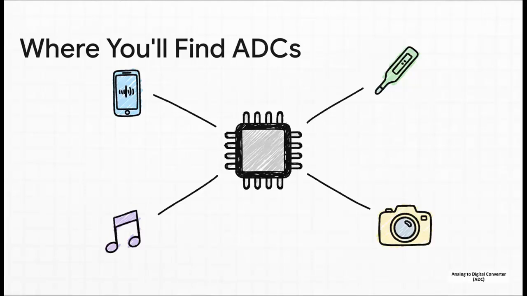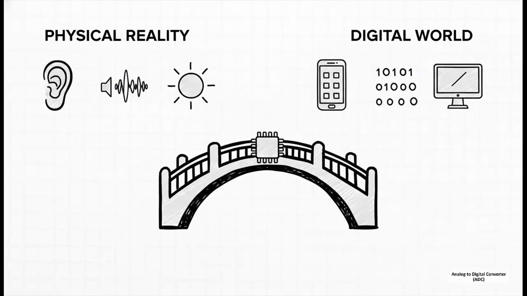They're in your car, your microwave. They are literally everywhere. Every single time you use a piece of digital tech that has to measure something from the real world, you are relying on an ADC to do that translation for you. It's the silent, essential, and absolutely critical bridge that makes our digital lives possible.